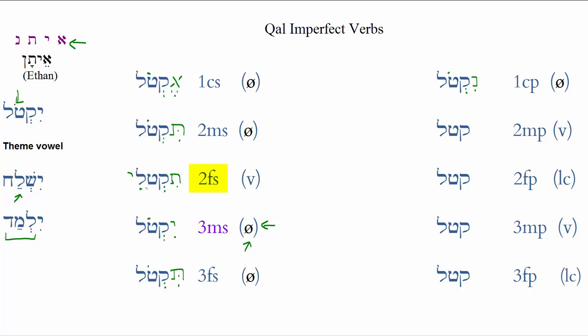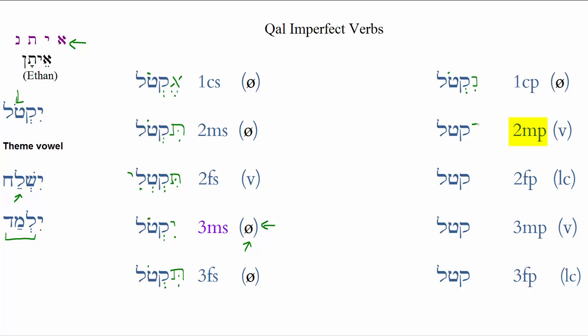And just as with the perfects, with a vocalic ending, the theme vowel reduces. And so rather than having a theme vowel of a holum, this reduces down to a vocal schwa, and we get tiktali, tiktali. Very similarly over here on the right-hand column, we have a second masculine plural.